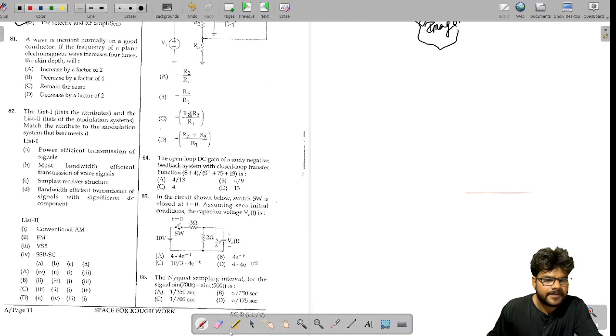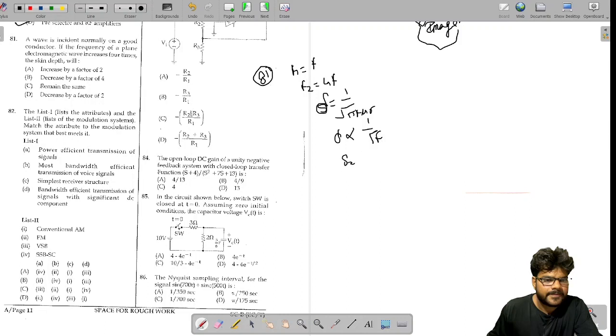So let's go to the next question, number 81. Question number 81: a wave is incident normally on a good conductor. If the frequency of a plane electromagnetic wave increases 4 times, then the skin depth will be, so we know for a conductor the skin depth is 1 upon under root pi f mu sigma. So skin depth is proportional to 1 by root f, right?